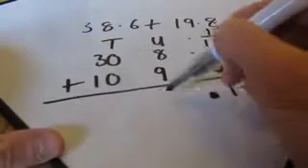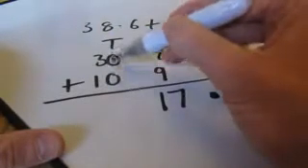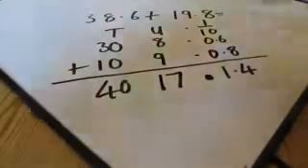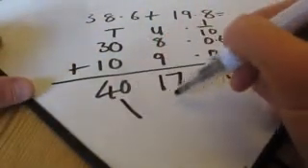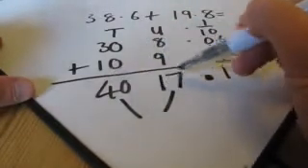8 plus 9, that will give you 17, and then 30 plus 10, 30, 40. Now we can put it back together. There's just a slight difference when you put this one back together. So we've got 40 and 17. That's 40 plus 10 plus 7. That's 40, 57.